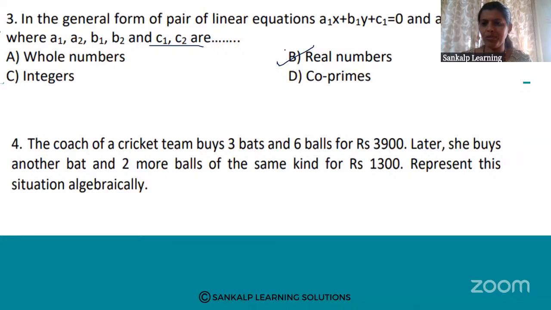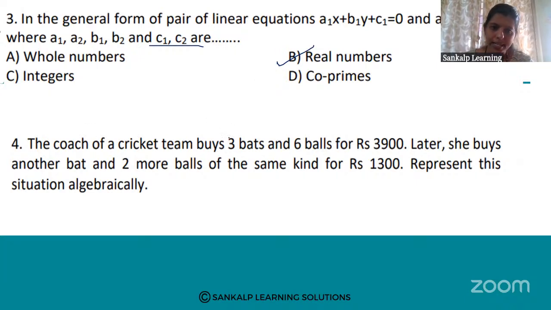A1, A2, B1, B2, C1, C2 may be anything. It may be rational, it may be irrational, it may be a whole number, or an integer, or a natural number. It can be anything, so we call them real numbers.